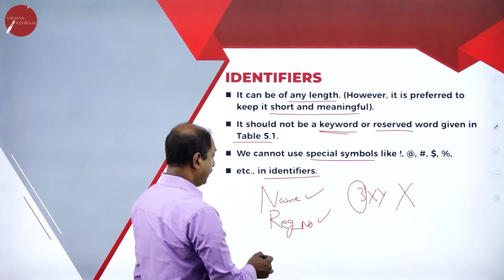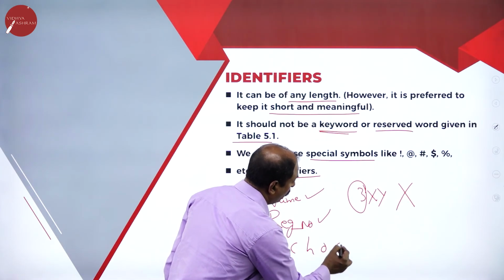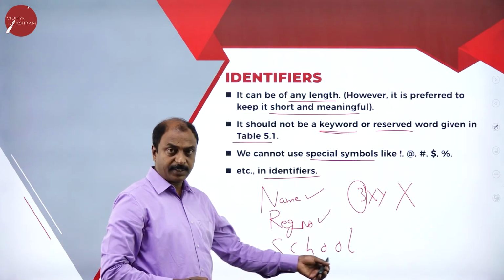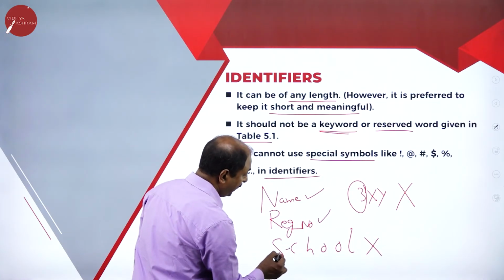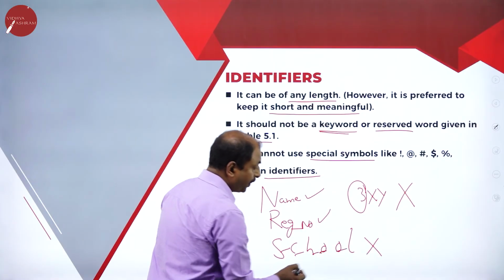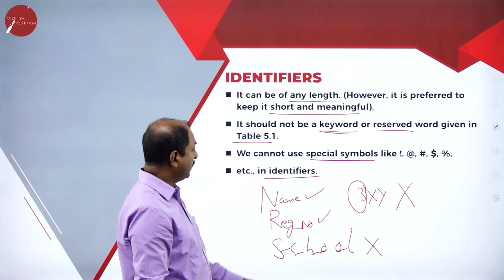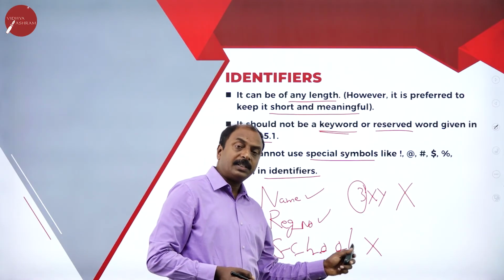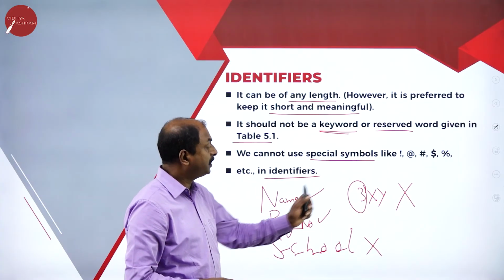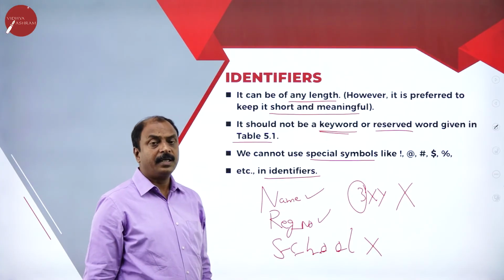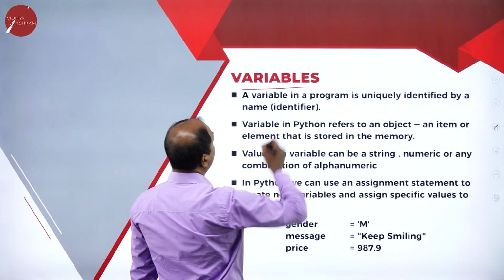So I want to write name school. I say S-C-H-O-O-L. Suppose if I write like this, this is also invalid because here there is a space between these characters, because space is a special character with respect to programming concepts. So space is not allowed because it is a special character. So this is also an invalid identifier. So this is how to frame an identifier in our programming concepts. In the next slide, we will see what are variables.